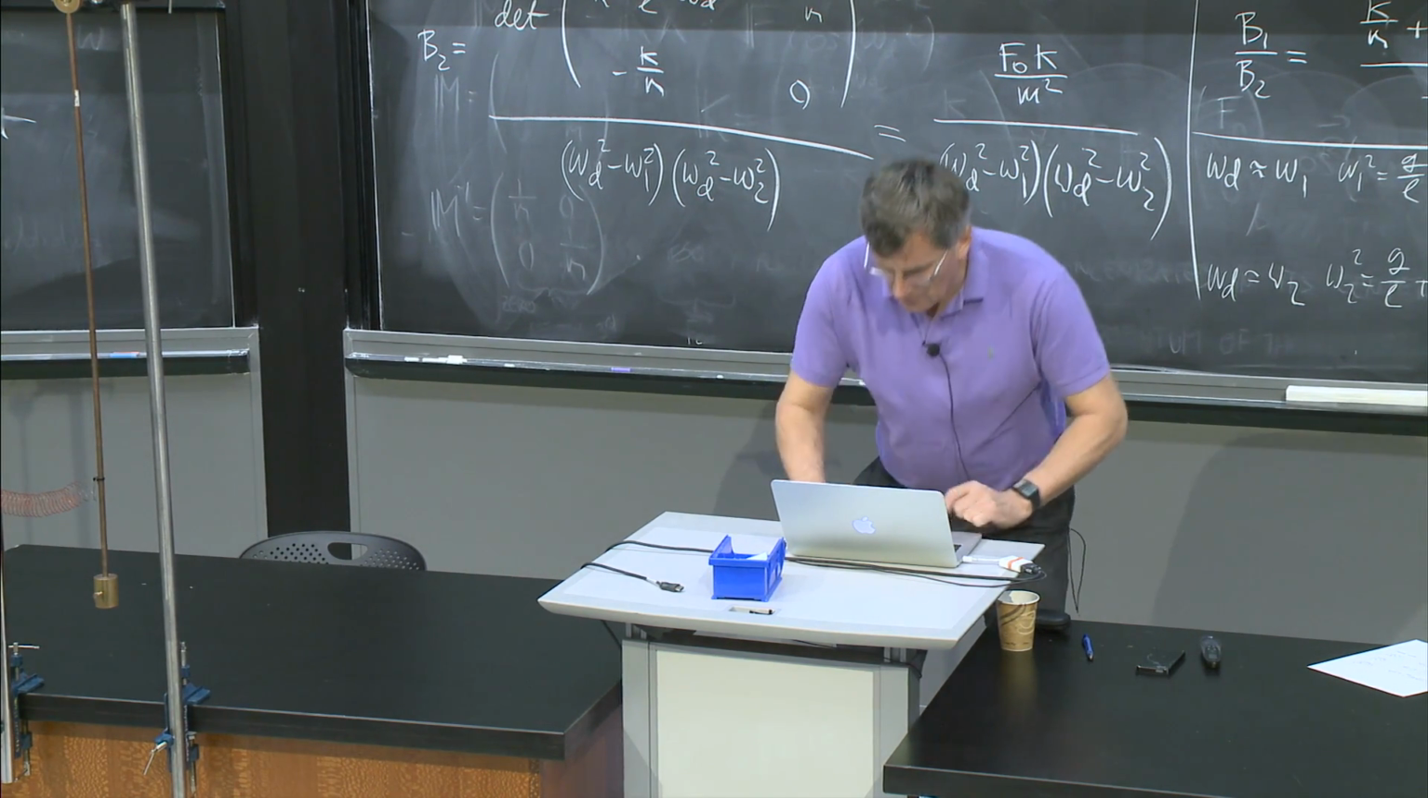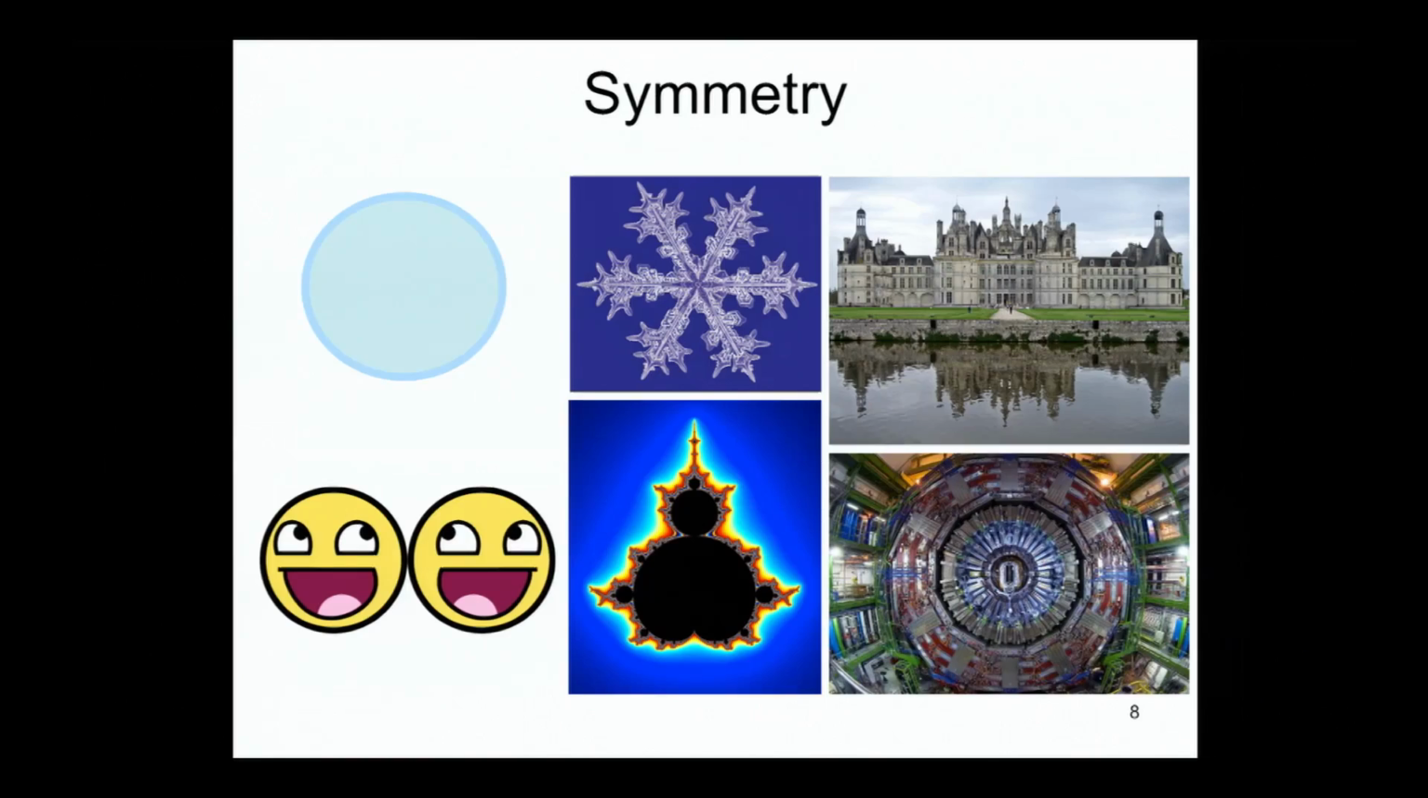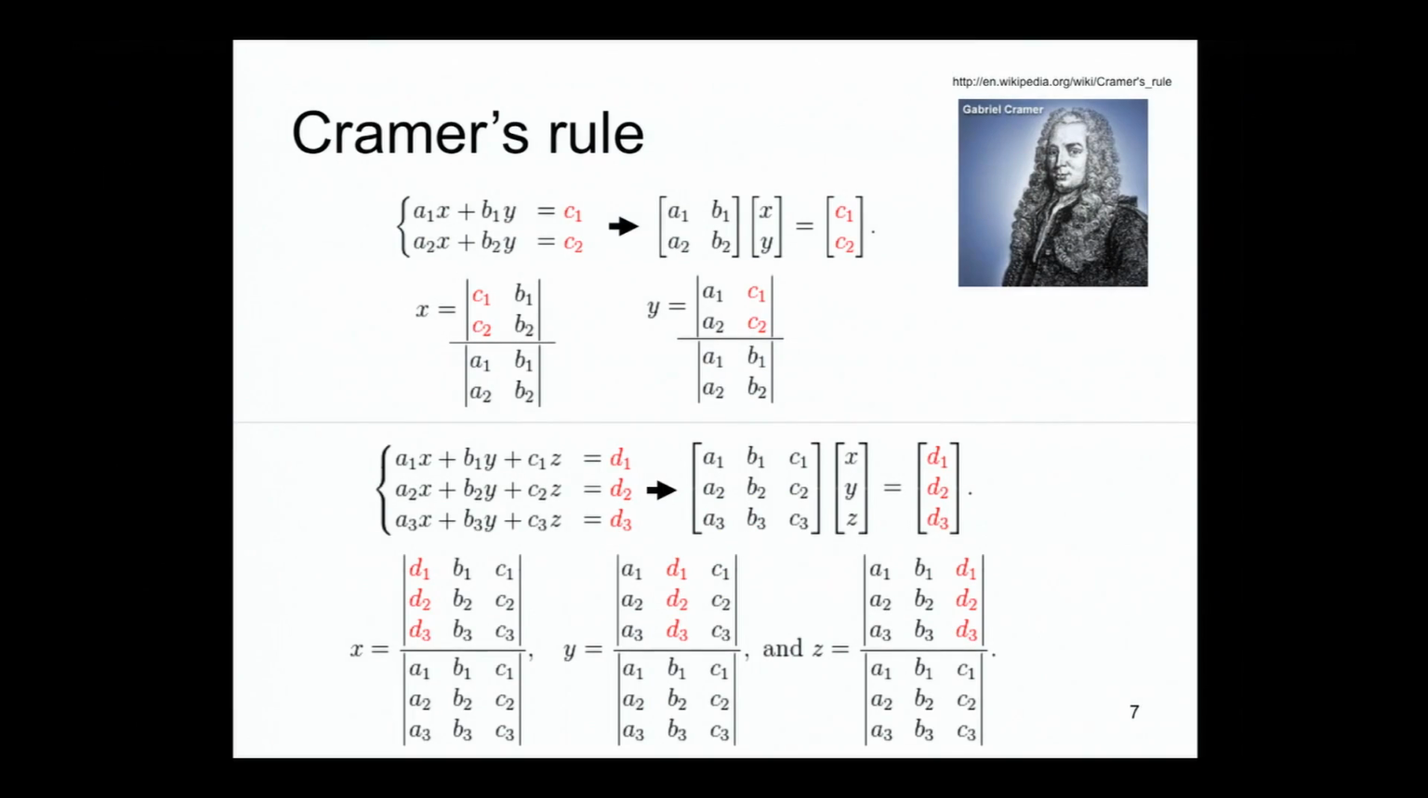Okay, so this is some reminder of last time. So this is Cramer. This is Mr. Cramer. And yeah, so this is an example of what this is, 2 by 2, 3 by 3. Okay, that's what you do.